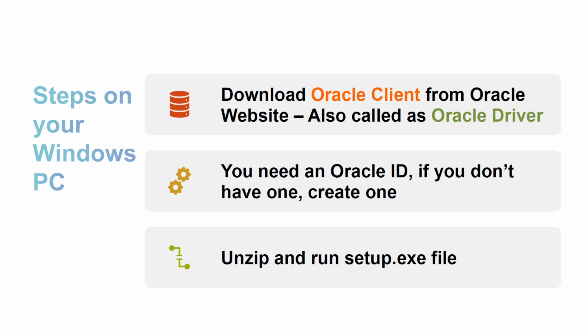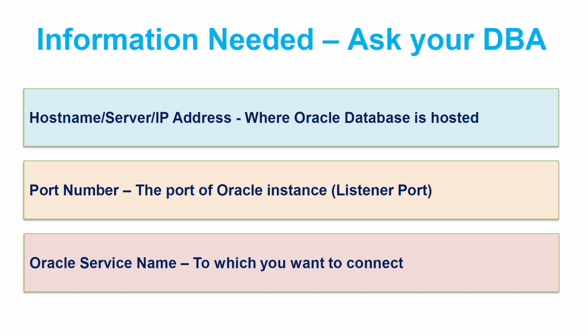Once you have installed the Oracle client, you need to get some information from your DBA. Where is this Oracle database hosted? You need to know either the host name, server, or IP address, just one of these. You don't need all of them. It is the host name, server, or IP address where the Oracle database is running.